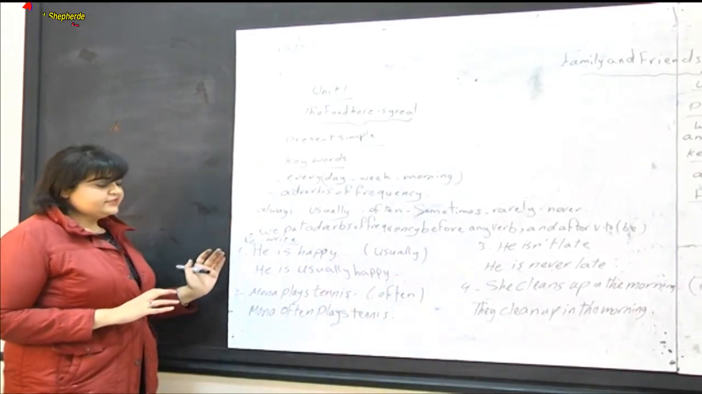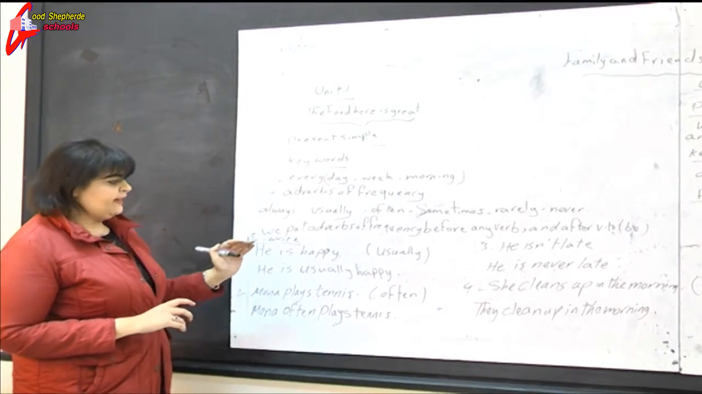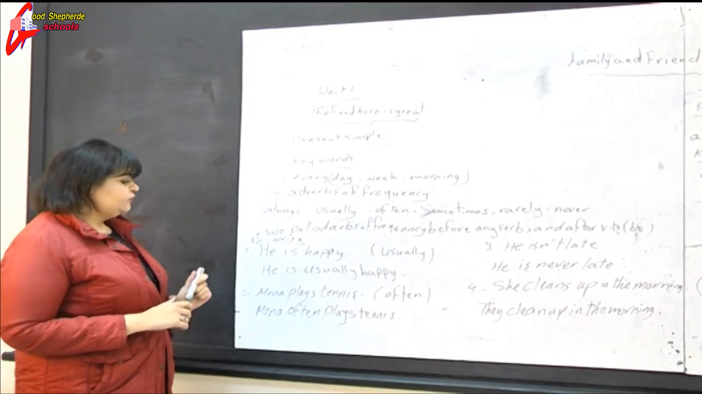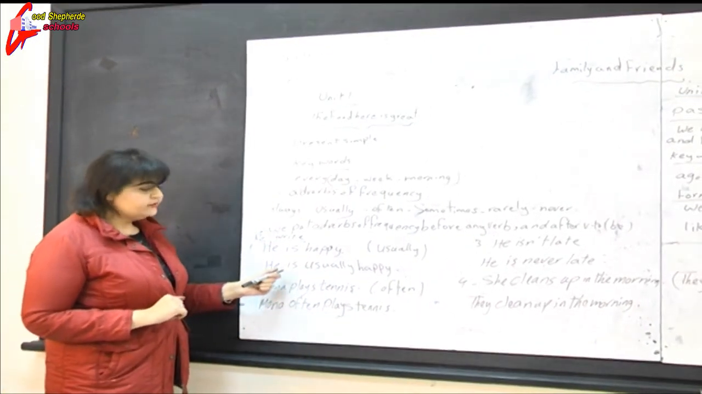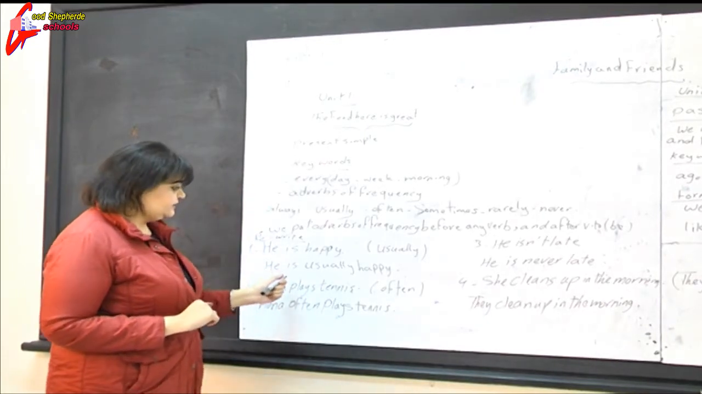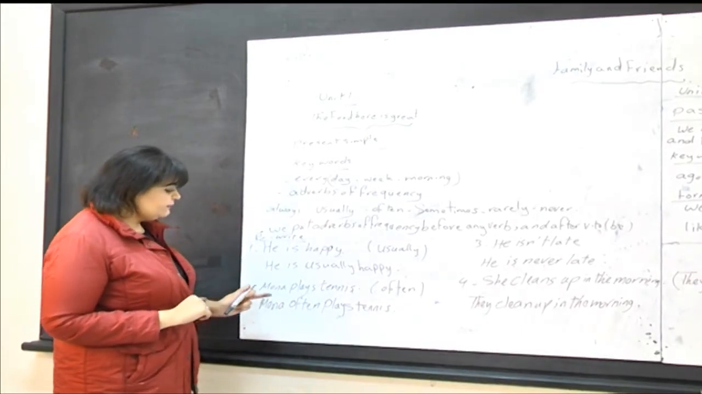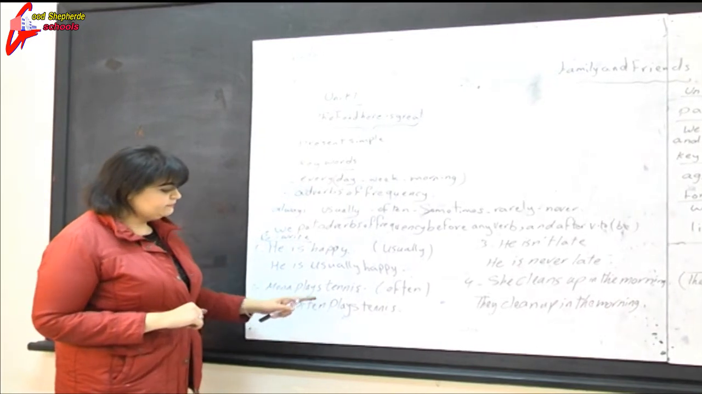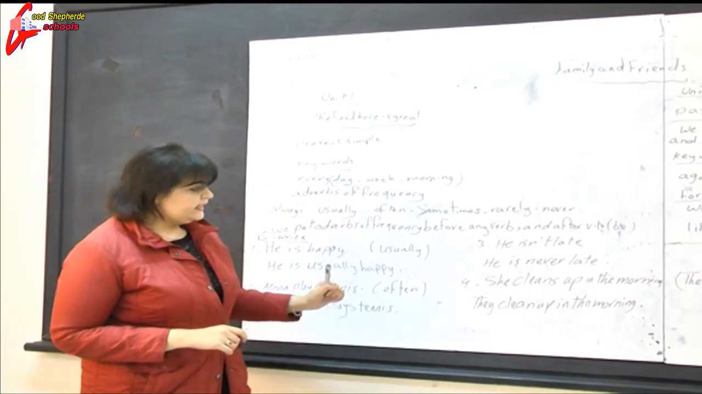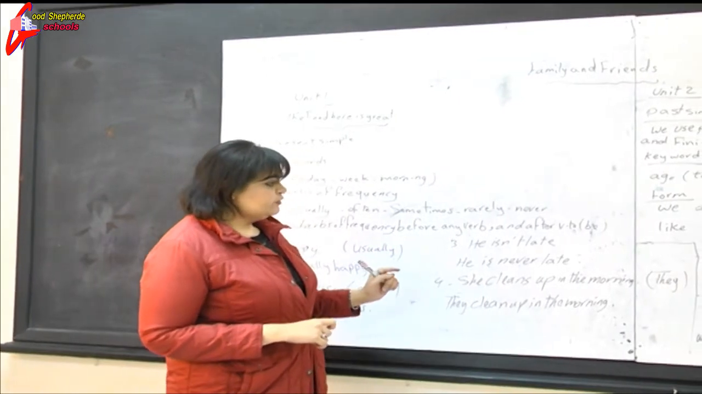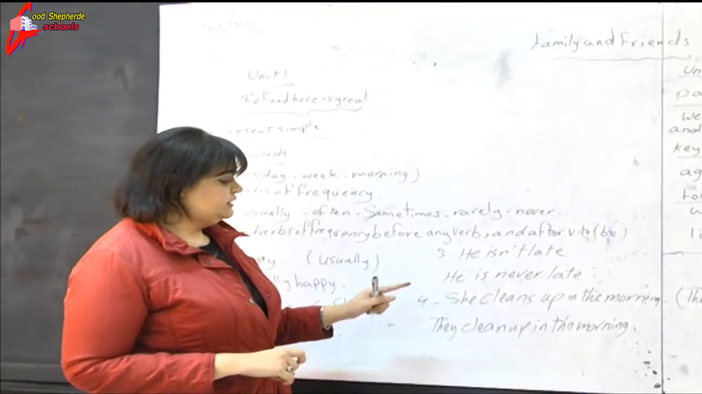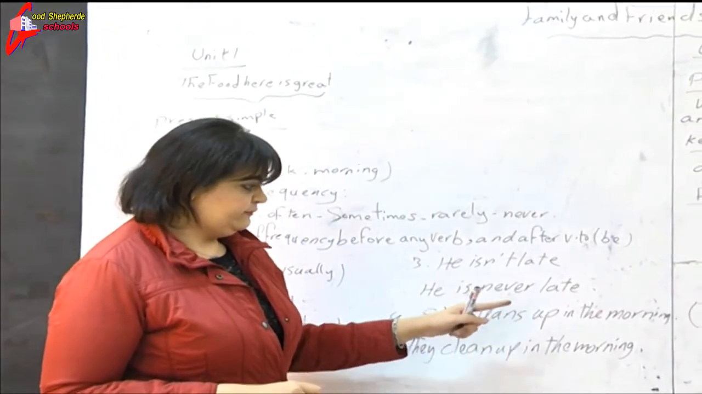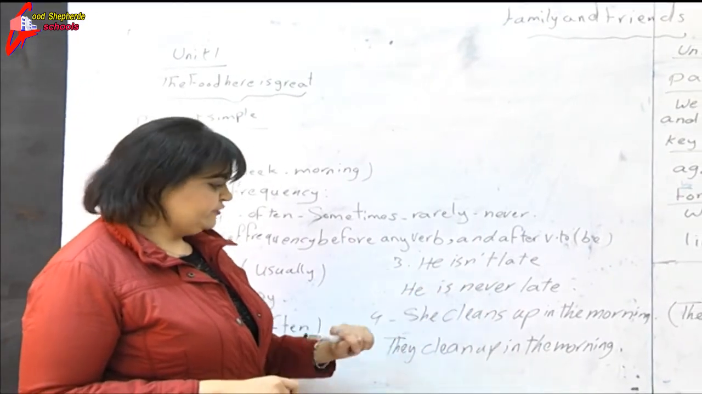Let's see some examples. He is happy. Put usually. Where can I put usually? After verb to be. So he is usually happy. Mona plays tennis. Put often. Mona often plays tennis. He isn't late. If I want to put never, where can I put it? He is never late, because not equal never.